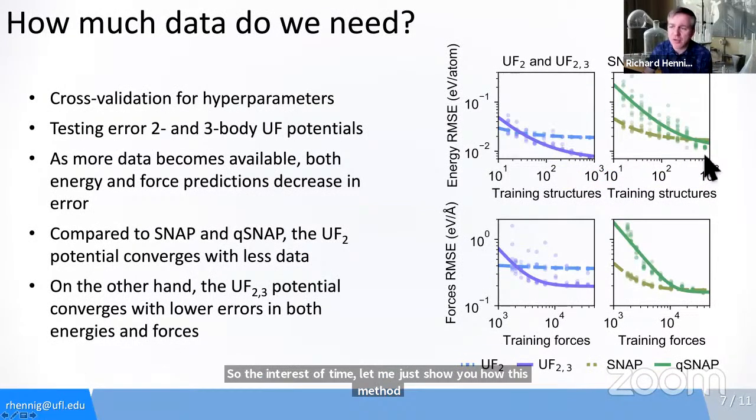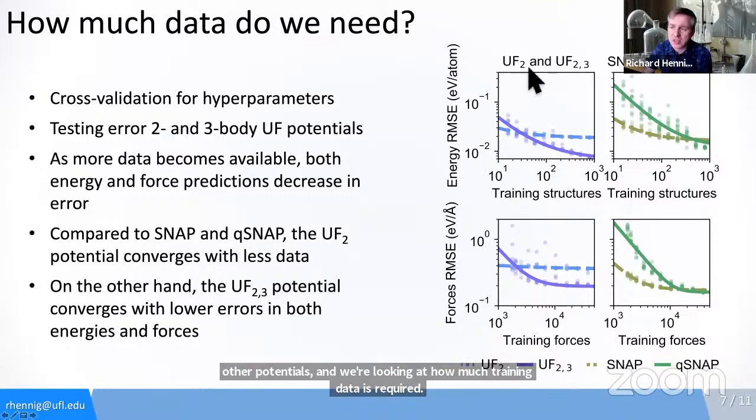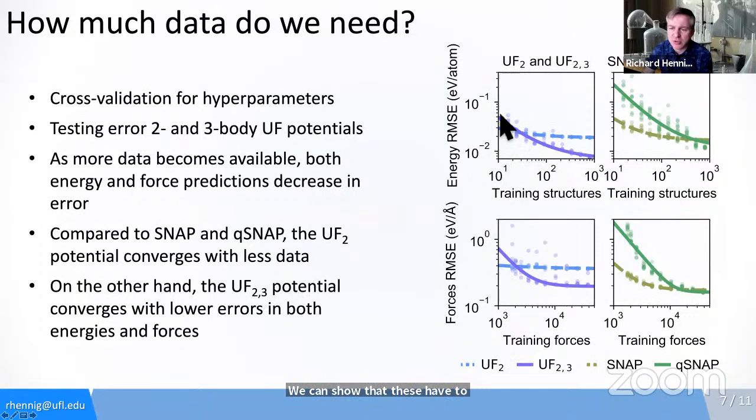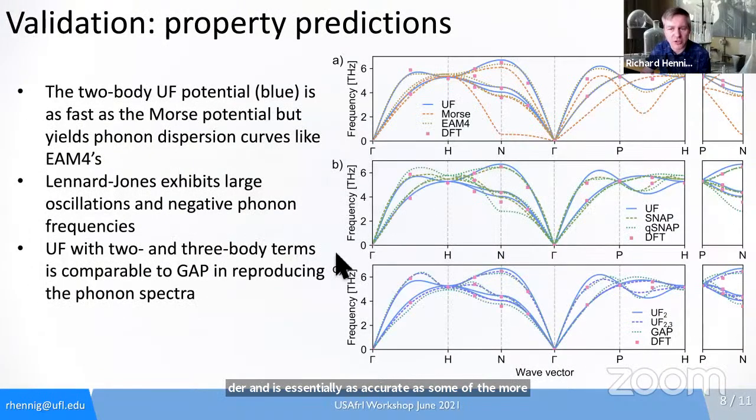If we compare to other potentials, and we're looking at how much training data is required, we can show that these two-body and three-body spline potentials illustrated here can learn very fast with very little amount of data compared to Q-SNAP, SNAP potentials, for example. That's true for the forces as well as the energy. The two-body term itself saturates pretty quickly, so it isn't as accurate in the end as the three-body term, but the three-body term saturates a lot later and is essentially as accurate as some of the more complex potentials.